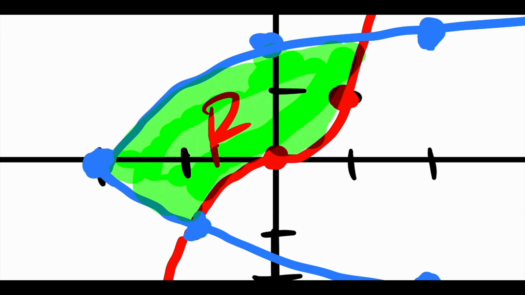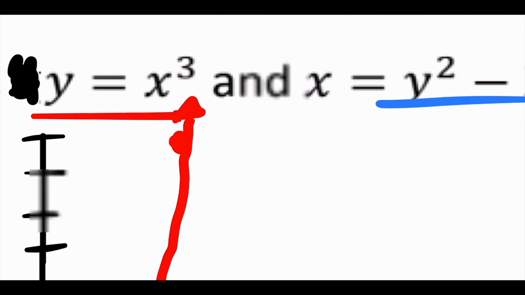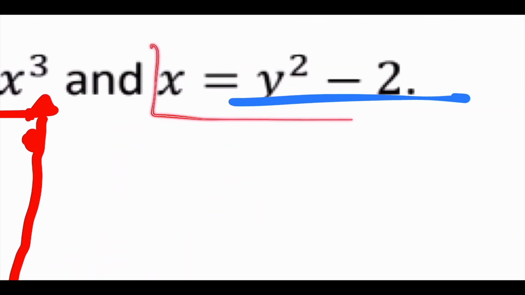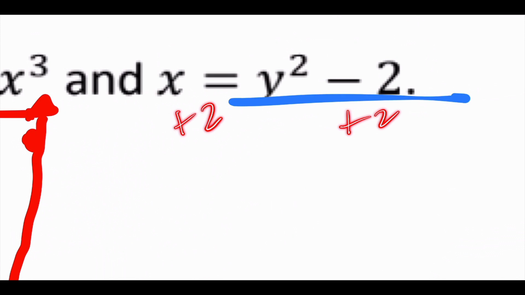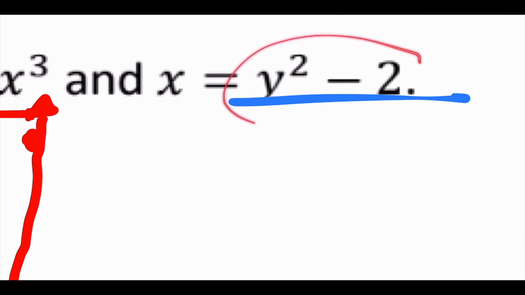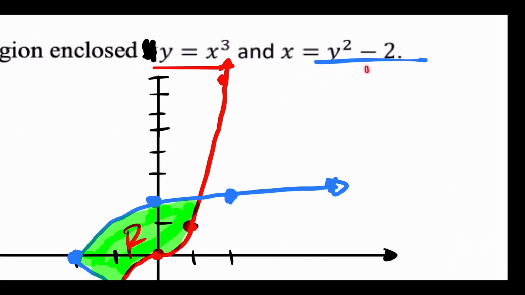But I do have a right and I do have a left. The red for the green part, I'm only talking about the green. In the green part, it looks like the red is the right and the blue is the left. Okay? That's looking like a better solution to get the area in there. So the problem is, the right is x cubed. The left is y squared minus 2.